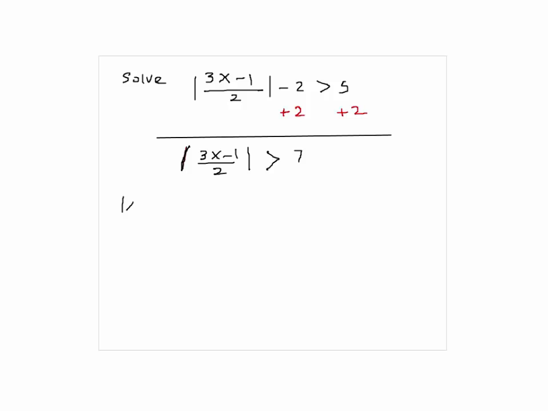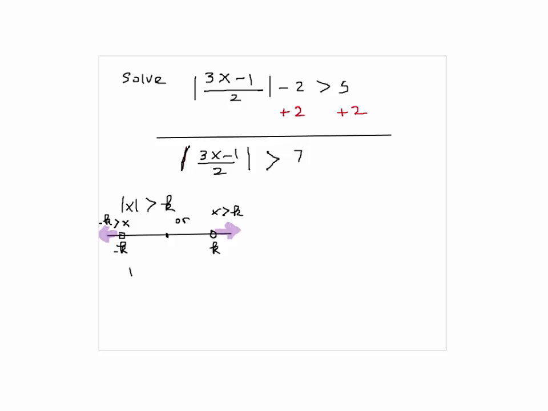Now, when absolute value of x is greater than k, it means all the numbers that are larger than k units away from 0. So it means we're referring to all the numbers to the right of k and all the numbers to the left of negative k. So x is greater than k, or all the numbers that are less than minus k.